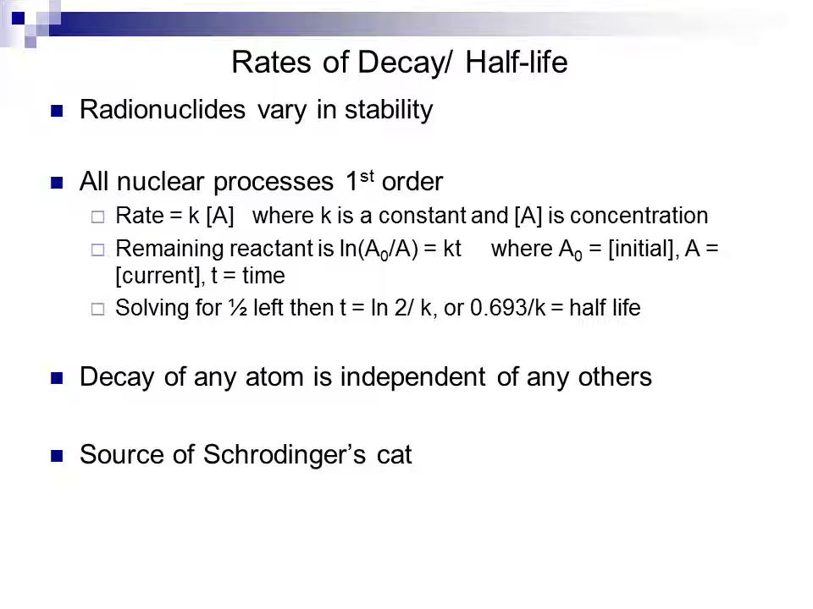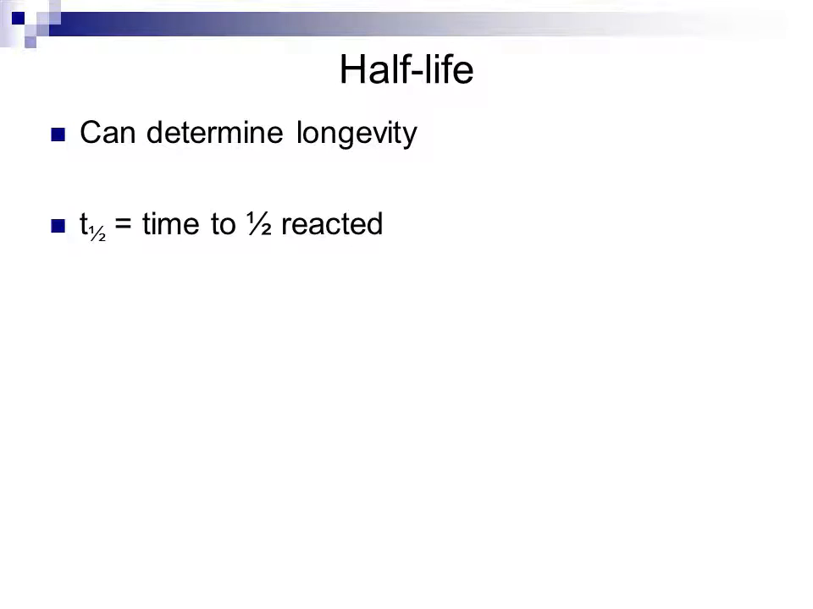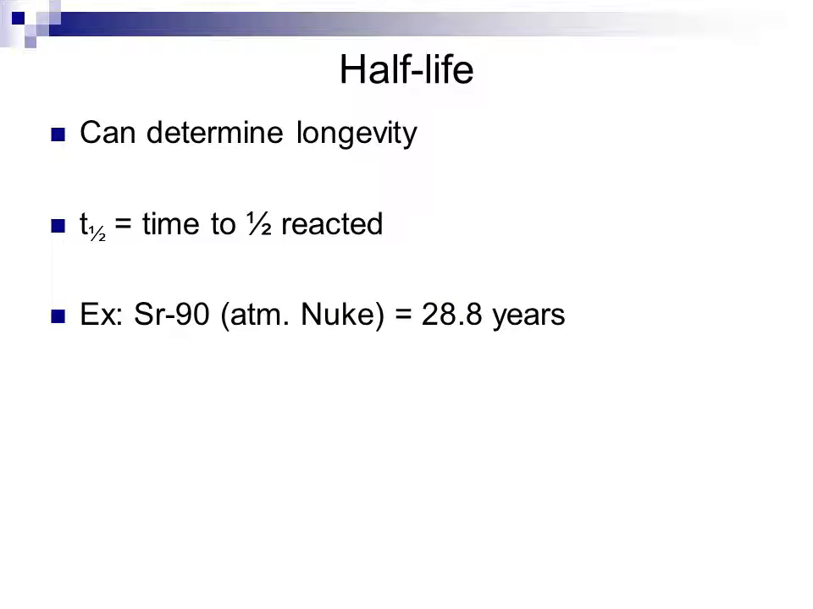The idea of this random decay is the source of the Schrodinger's cat experiment, or thought experiment, that is described in quantum mechanical terms. Now, if we look at half-life, half-life can be used to determine the longevity of a radionuclide. We can determine how long a radioactive material will remain radioactive. The time 1/2, or the half-life, is the time that it takes for 1/2 of the material to react.